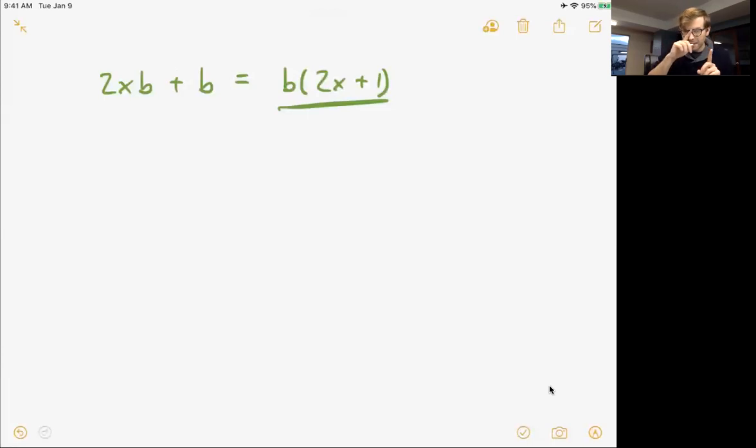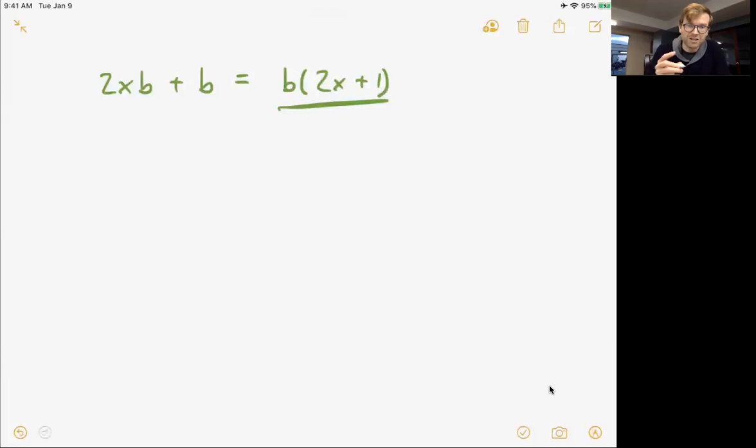Now here's the thing that's trickiest. This is why I'm leading with it. This thing that's trickiest about factoring by grouping. We're essentially going to do that very same thing I just did with b, except we're going to do it with a more complicated thing.